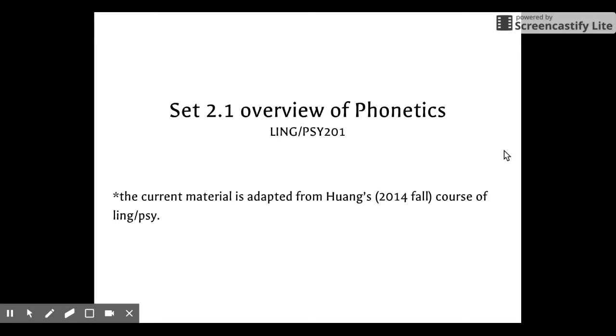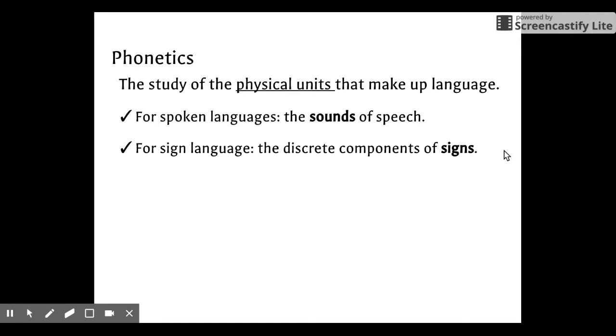Today we are going to begin a new section, 2.1. We are going to talk about phonetics. Phonetics is the study of the physical units that make up language. It's like the atomic level of language.